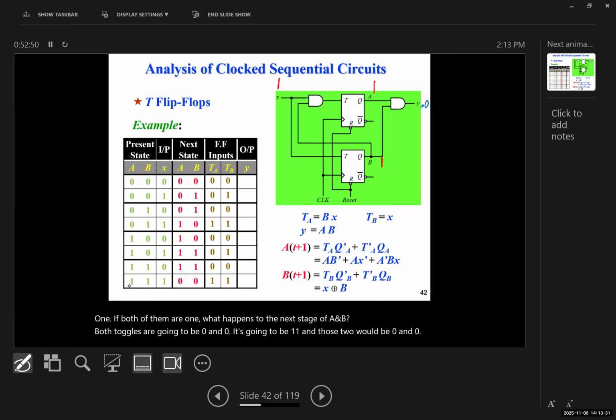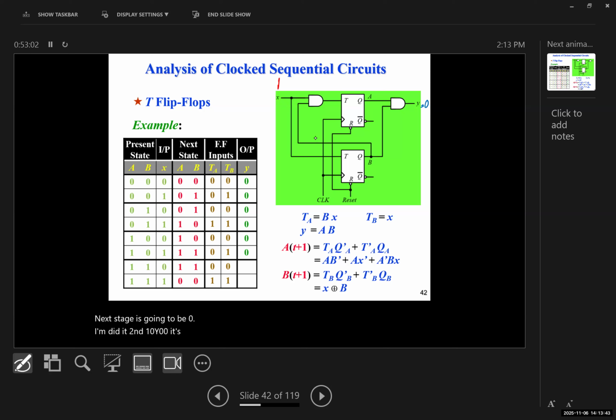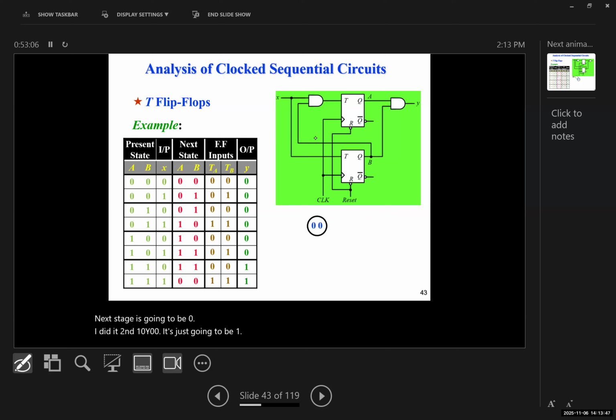Now, the output of Y, for the first one, A times B, next stage is going to be 0. Second one, 0, Y, 0, 0. It's just going to be 1 and 1 here. So because we had A and B were 1 and 0, it's just going to be 1, 1 when A and B are 1 and 1.